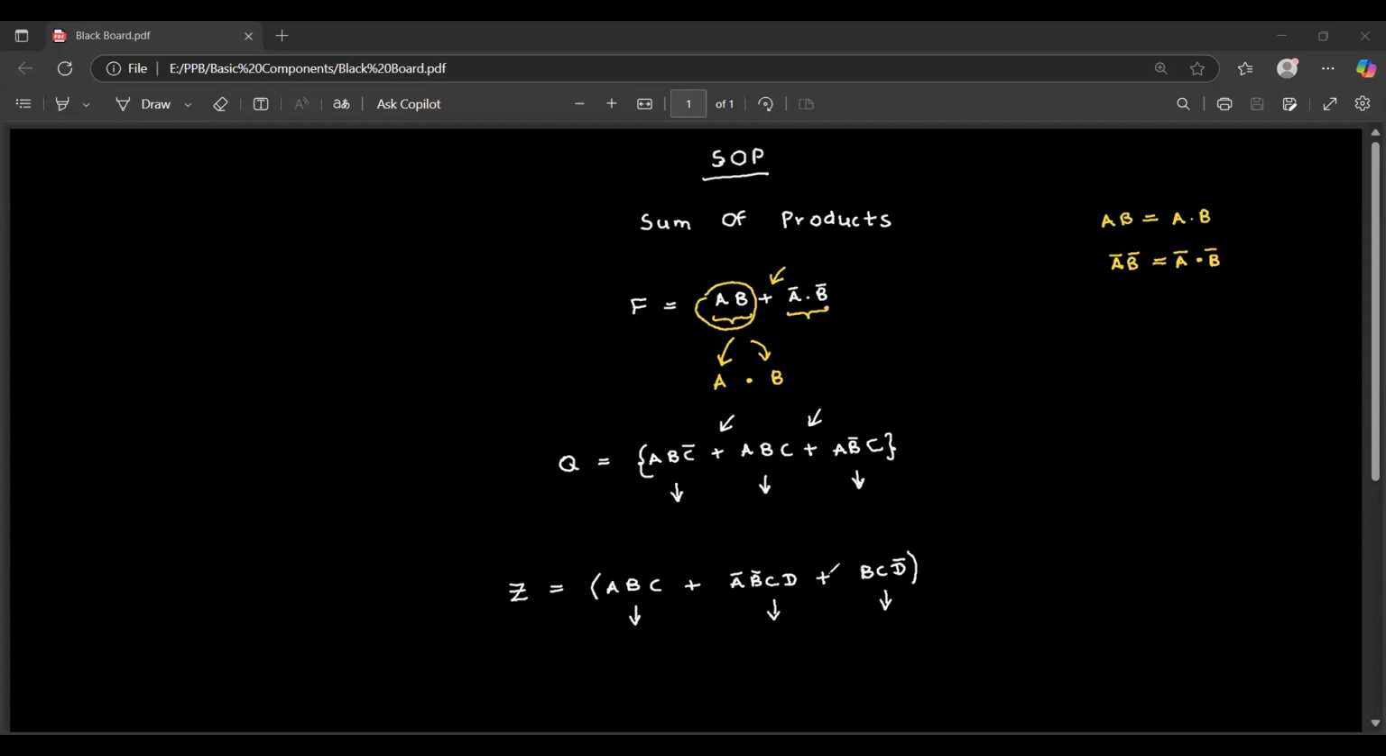So there are some things you have to keep in mind. When you're writing sum of products, you have to be mindful that you can't have the bar sign over two signals or more. You can have it over one signal, it's fine, but you can't have it over two or more signals. What am I trying to say here?